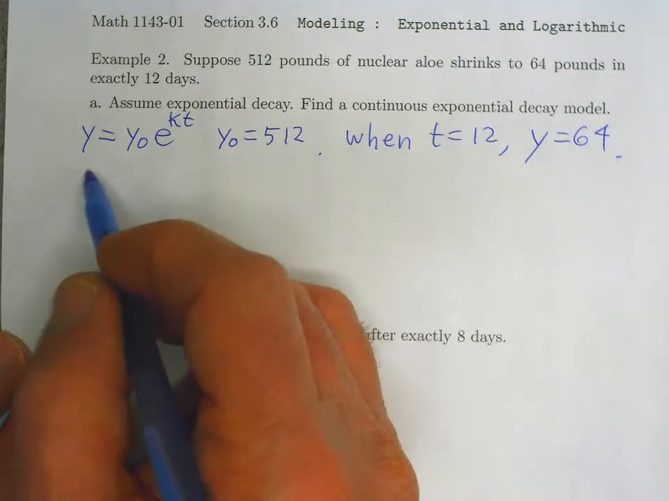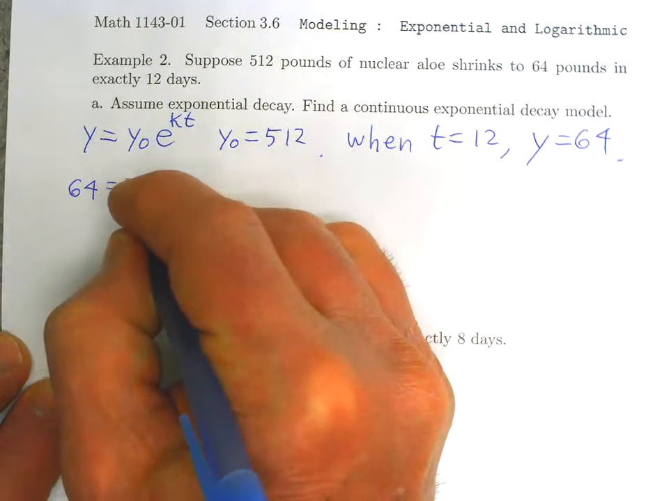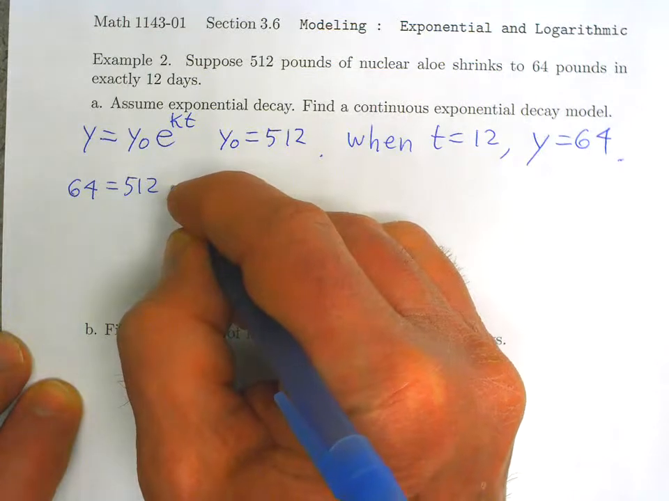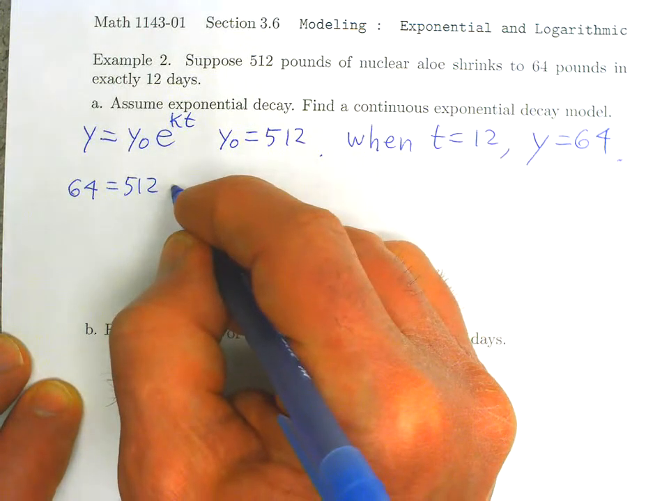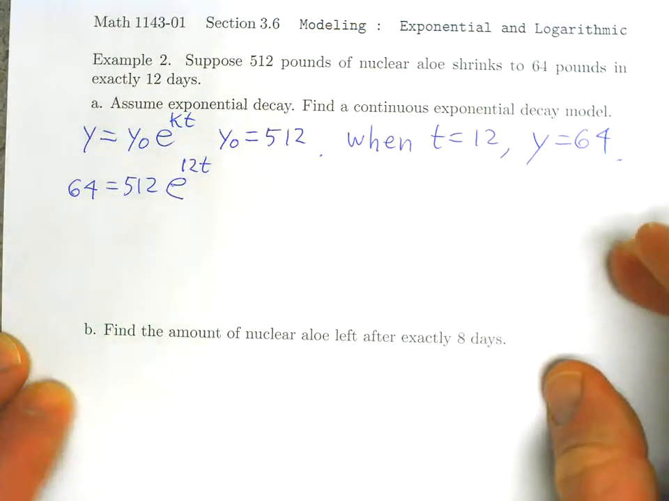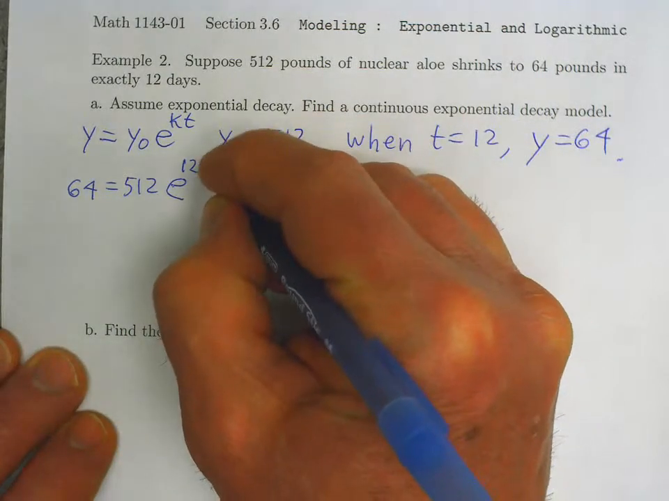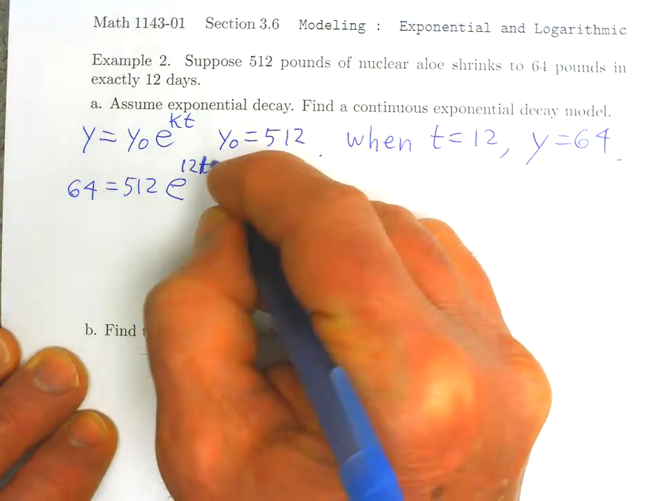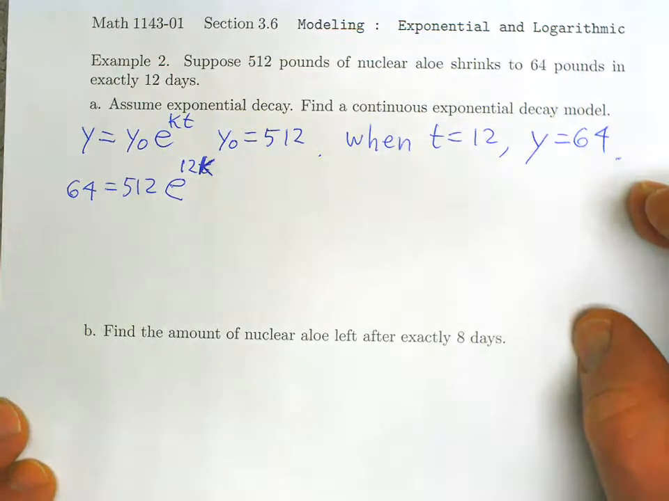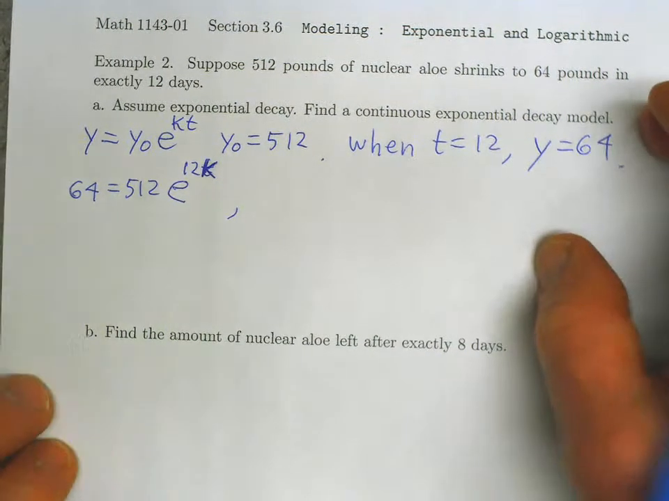So replace y with 64. The initial quantity is 512. And we set 64 equal to 512 times e to the 12t. I'm sorry, the t value is 12, so it's 12k. 64 equals 512 times e to the 12k. Okay, so we'll divide both sides by 512.